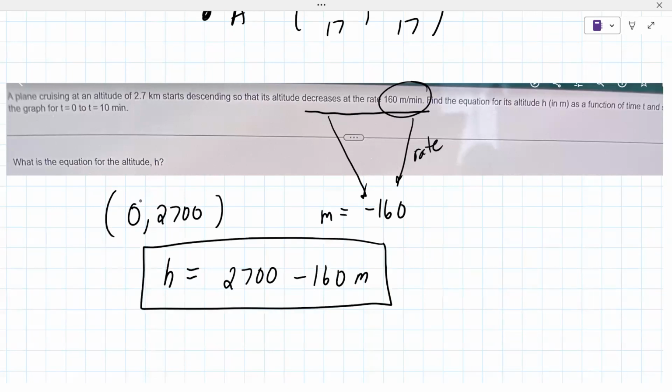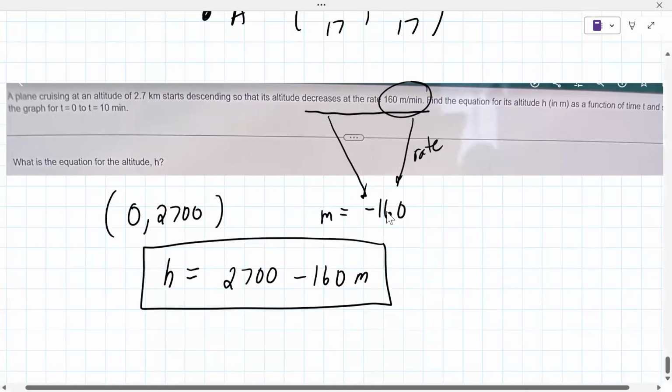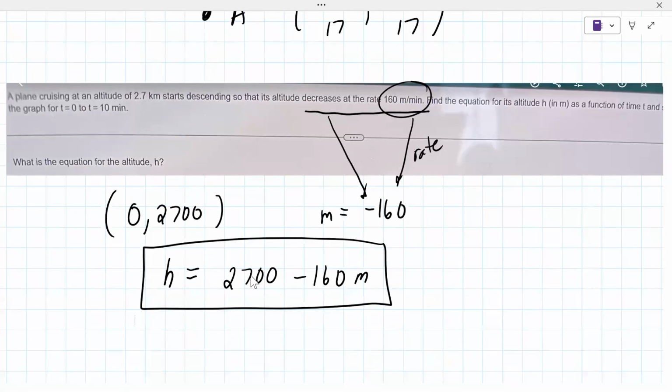Now we could do the whole mx plus b thing, but when they give you the intercept and they tell you the rate, it's just better to go right to writing the equation without trying to overthink it. H is 2,700 minus 160 m.